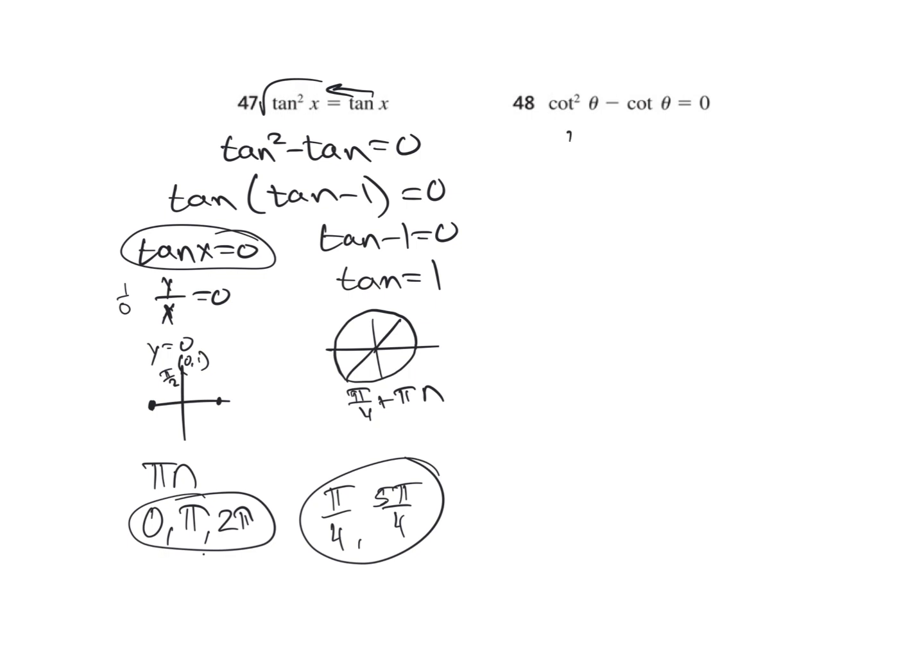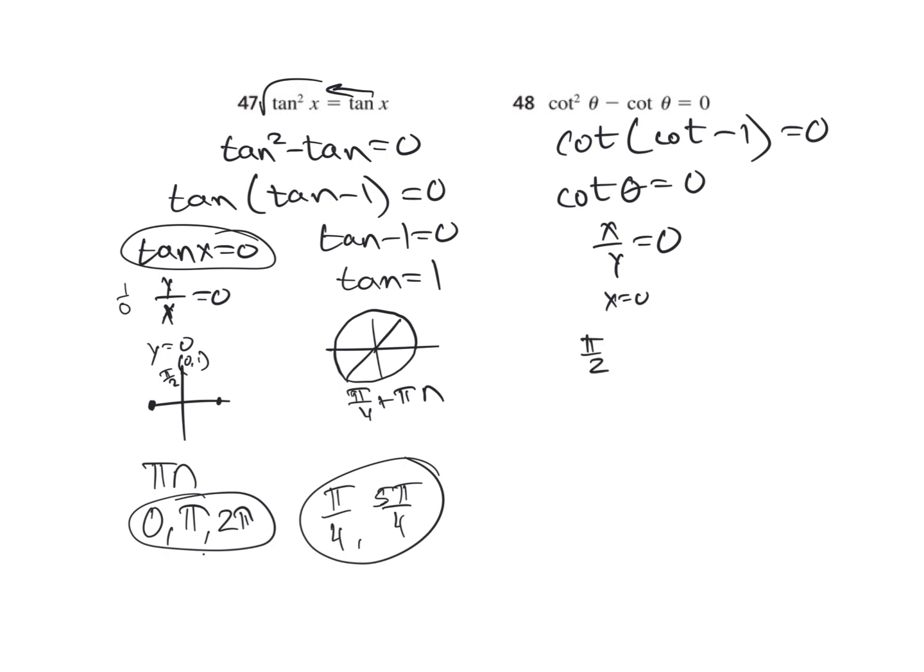Let's do 48. Take out a cotangent, and we get cotangent times cotangent minus 1 equals 0. So the cotangent of theta equals 0, so that's x over y. So on this one, where does x equal 0? X equals 0 at pi over 2 and 3 pi over 2. All right.